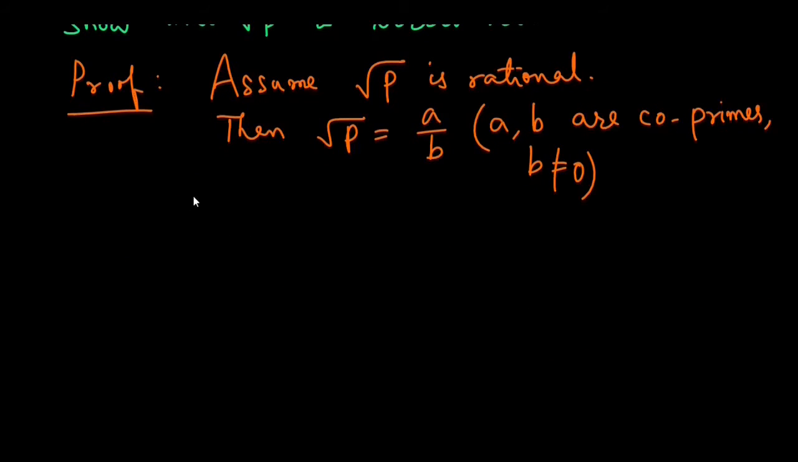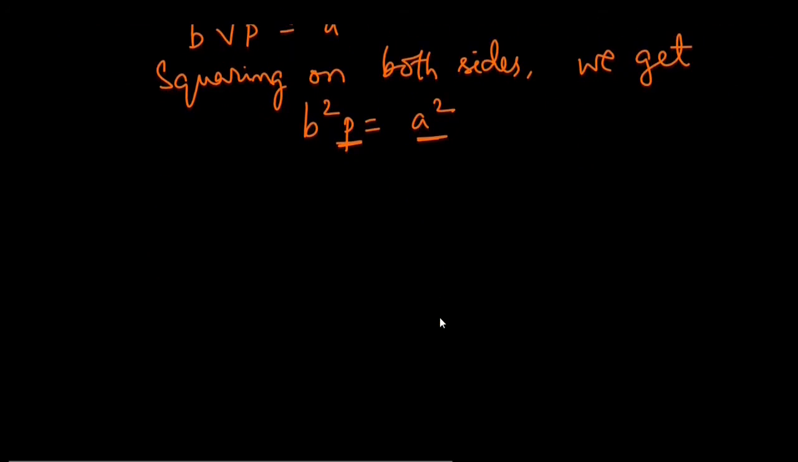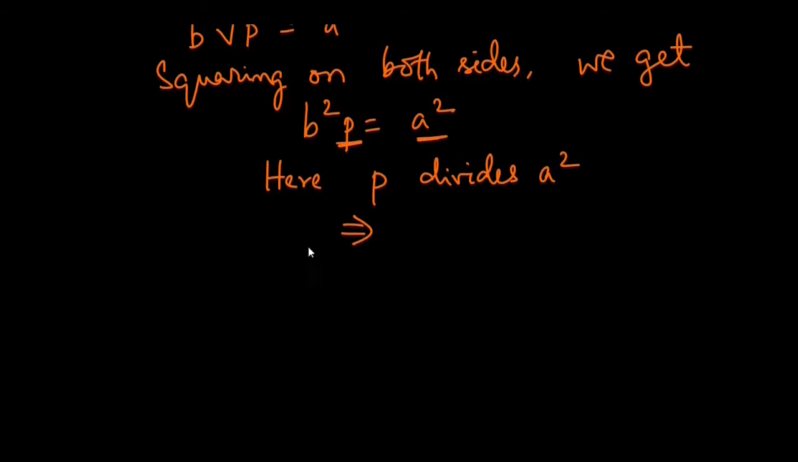It becomes b root p is equal to a. Squaring on both sides, we get b square p is equal to a square. So here p is a factor of a square. So p divides a square. This implies if p divides a square, p divides a also. P divides a. So this is result 1.